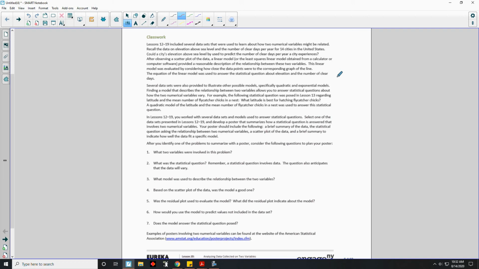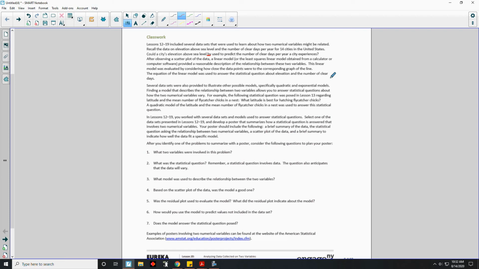Could a city's elevation above sea level... it should be B. There's a misprint here. Should it be used to predict the number of clear days per year a city experiences? After observing a scatter plot of the data, a linear model, or the least squares line model obtained from a calculator or computer software, provided a reasonable description of the relationship between these two variables.